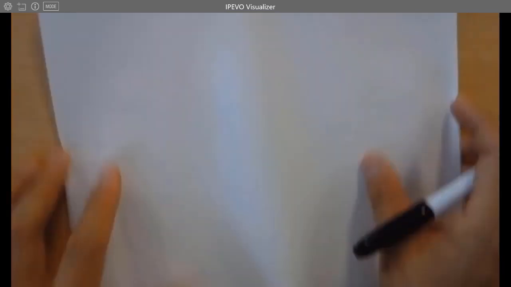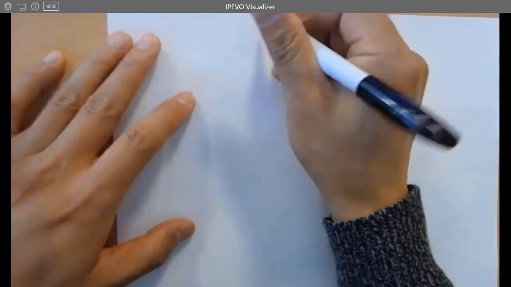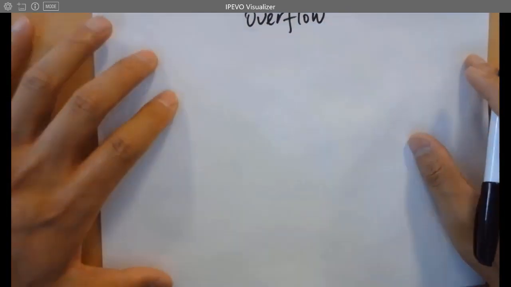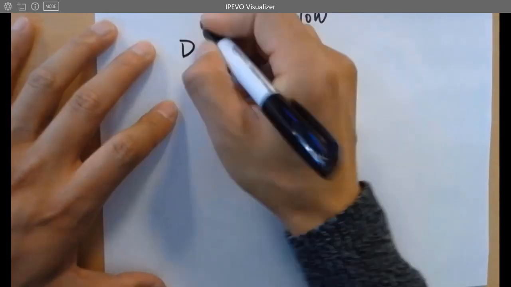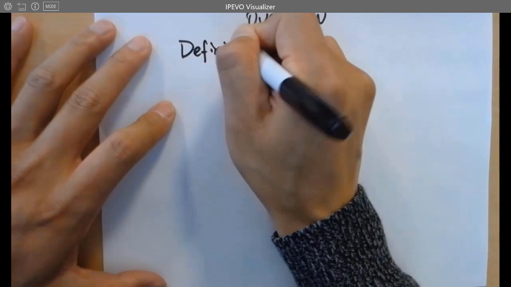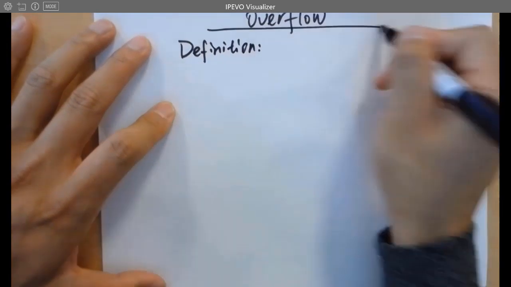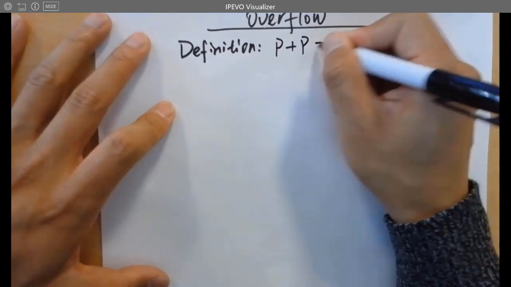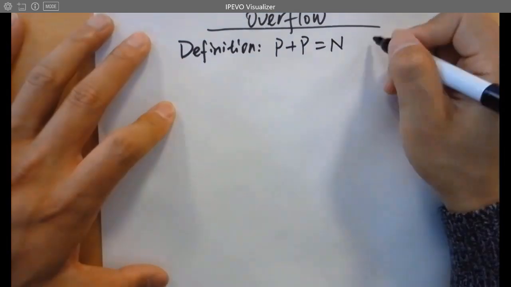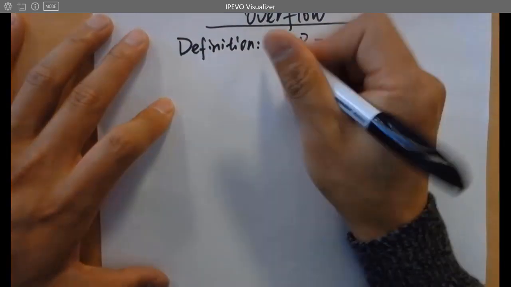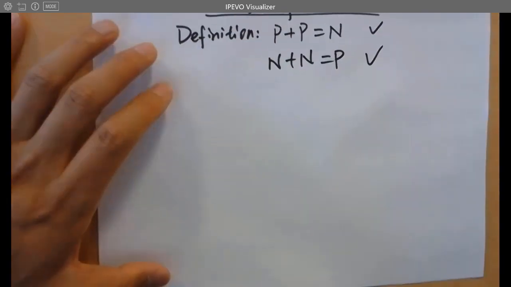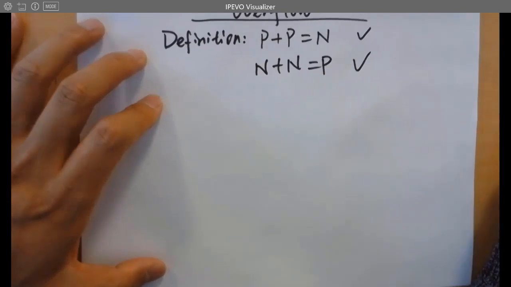Anything left? Oh, overflow, important concept. Overflow. So the definition of overflow is: if you have a positive number plus a positive number, but the final result is a negative number, then you got overflow. If you have a negative number plus a negative number and finally you got a positive number, you got overflow. But for the rest of the cases, you are not getting overflow.